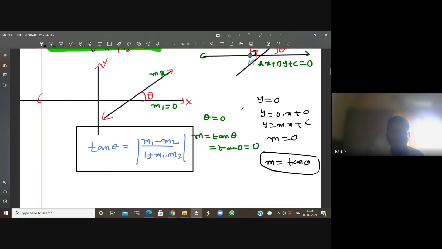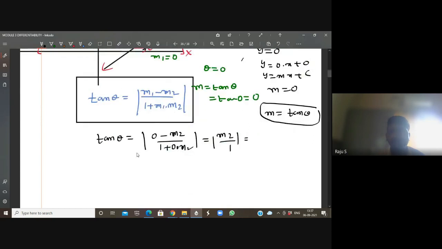Now see here, this L is any line and this is the x-axis. I want to find the angle between the x-axis and the given line. Tan theta is equal to the slope of the x-axis, 0, minus m2, by 1 plus 0 into m2. That is nothing but m2 by 1.